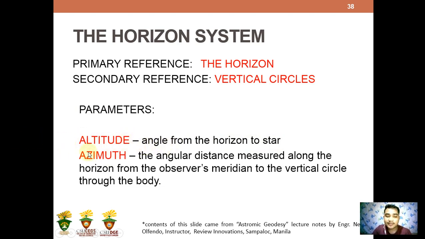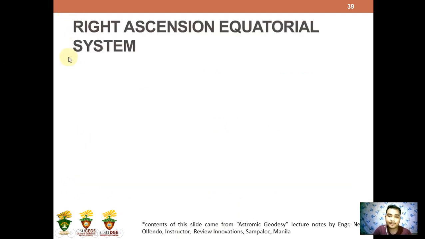Then azimuth is on the horizon plane. Altitude is on the vertical circle, and azimuth is on the horizon plane. No? So when you say azimuth, it is the angular distance measured along the horizon from the observer's meridian to the vertical circle through the body. So that is what I meant earlier in the figure we discussed.